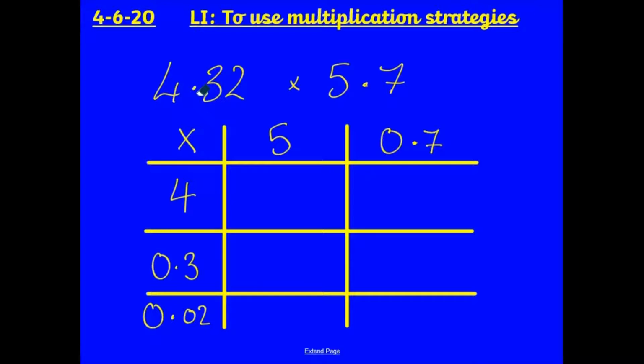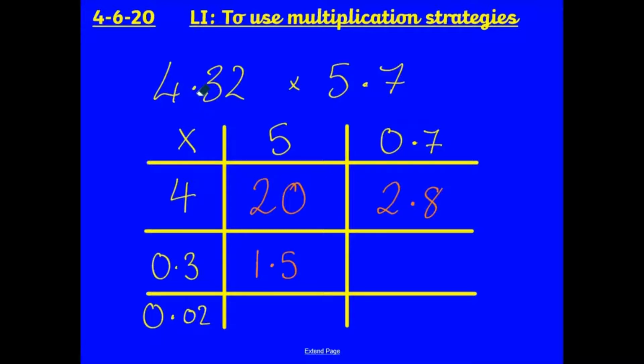So let me just change to a different colour. 4 times 5, well that's fairly straightforward. 4 times 5 is 20. Let's go with 4 times 0.7. Well, 4 times 7 is 28. So 4 times 0.7 must be 2.8. 0.3 times 5, well, again, you already know that 3 times 5 is 15, so 0.3 times 5 must be 1.5.